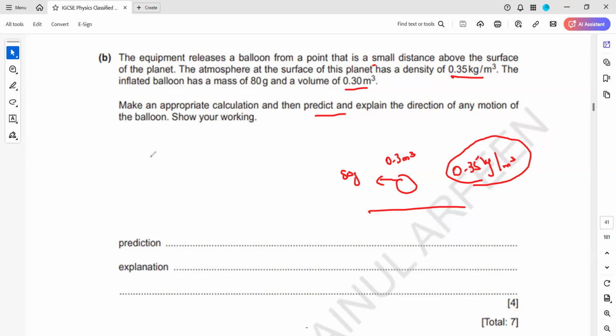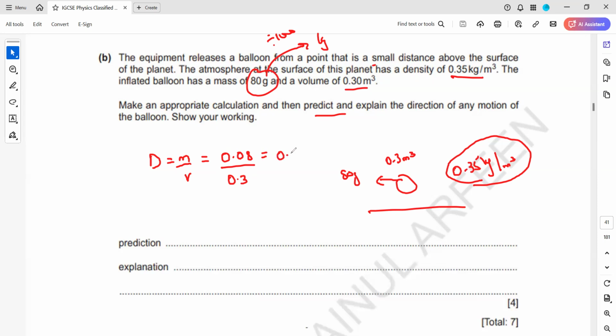Density is mass over volume. What about the mass of the balloon? 80 grams. How much in kg? 0.08, because we want to convert grams to kilograms. When you convert grams into kilograms, you divide by 1000, so 80 divided by 1000 is 0.08. The volume is already in meters cubed, so we don't have to convert. So 0.08 divided by 0.3. What's the answer?